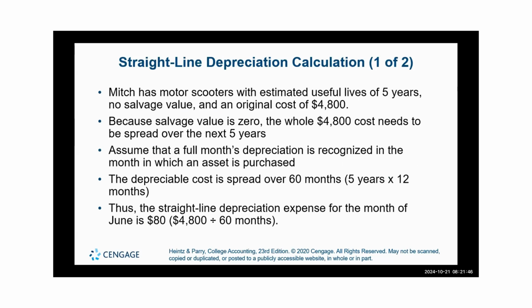So, straight line depreciation example: Mitch has motor scooters and he believes that they're going to be good for 5 years. They're not going to have a salvage value after that. And the original cost of all of them was $4,800. So because the salvage value is 0, the whole $4,800 needs to be spread out over the next 5 years. Okay, so 5 years times 12 months gives me how many months?